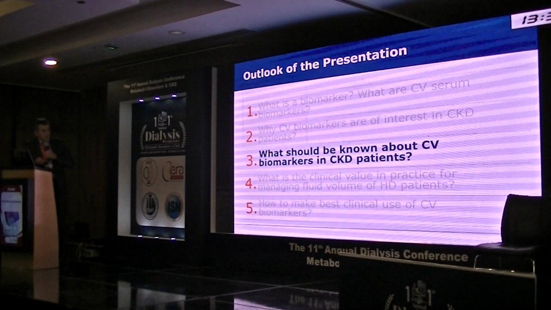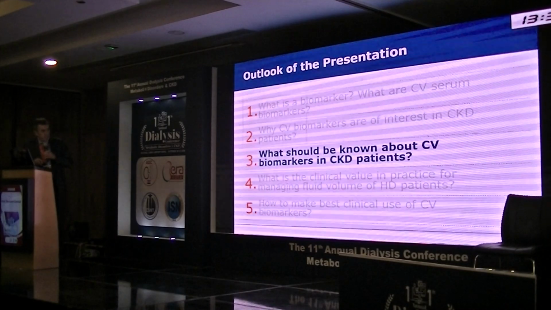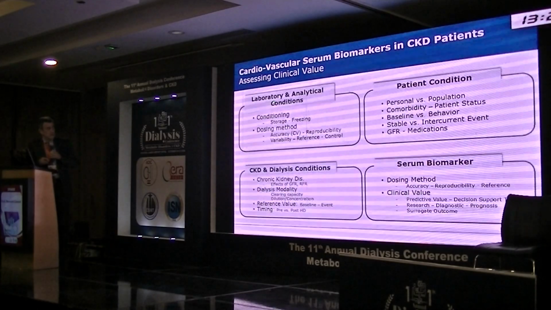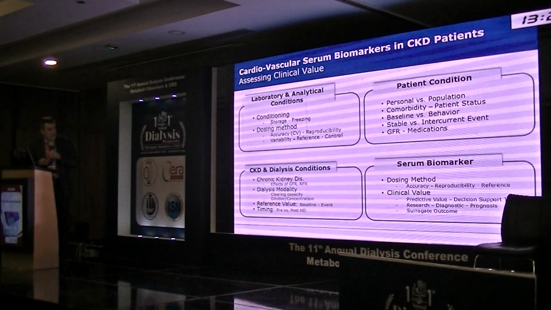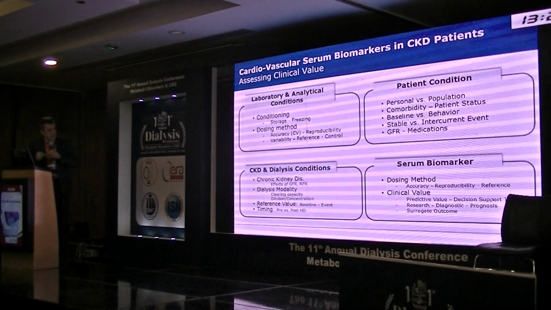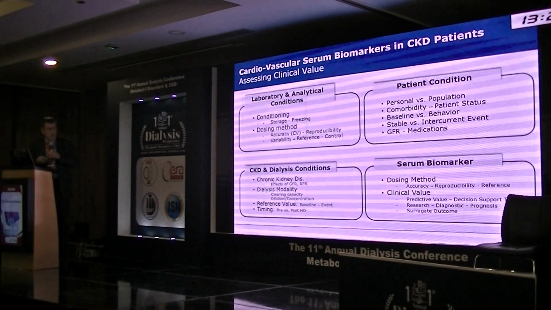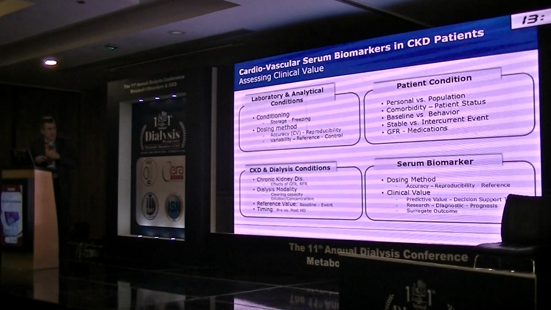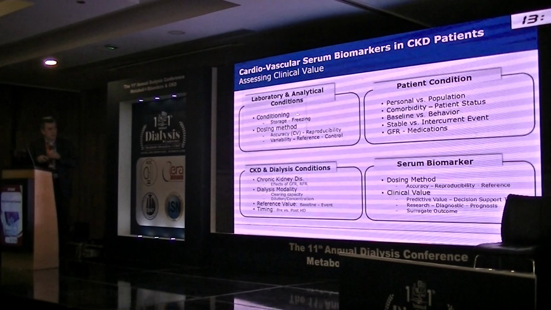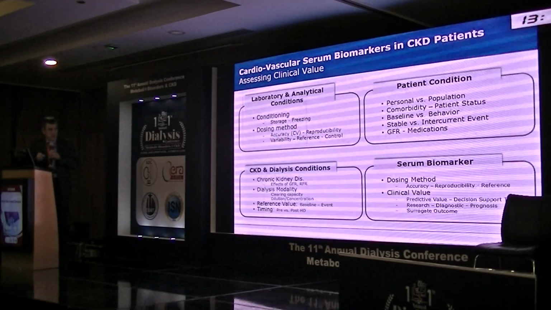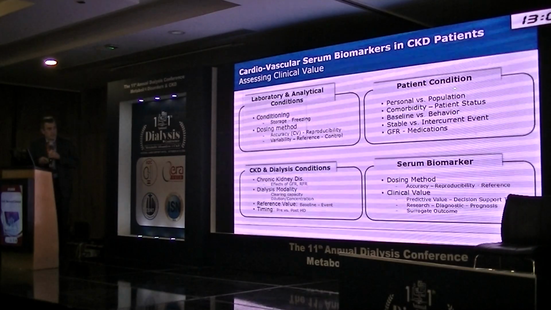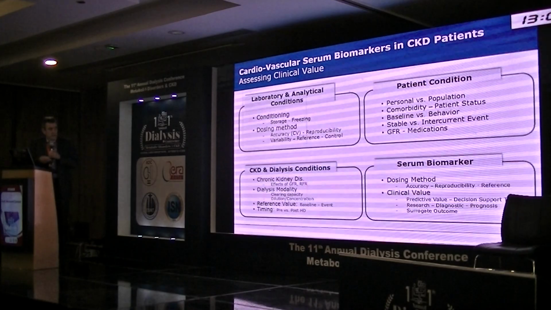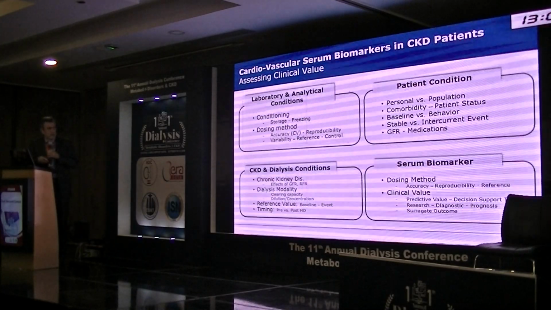Then, what should be known about cardiovascular biomarkers in CKD patients? First, of course, you have to start with the laboratory and analytical conditions. You need to know that all these biomarkers are very sensitive, and you need to know exactly the methodology used to make the measurement. You need to have a coefficient of variation, so you need information about the dosage. It's not the point to make a dosage, but you have to understand the patient condition. Is it a patient with a diabetic condition, or some inflammatory status?